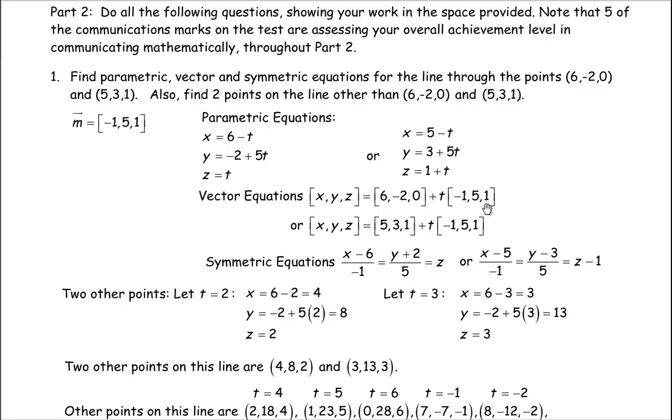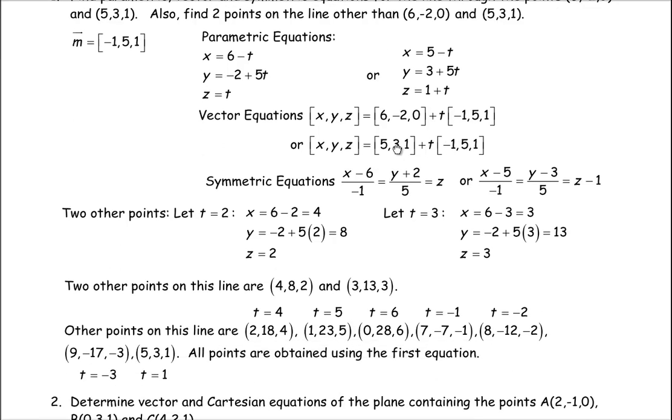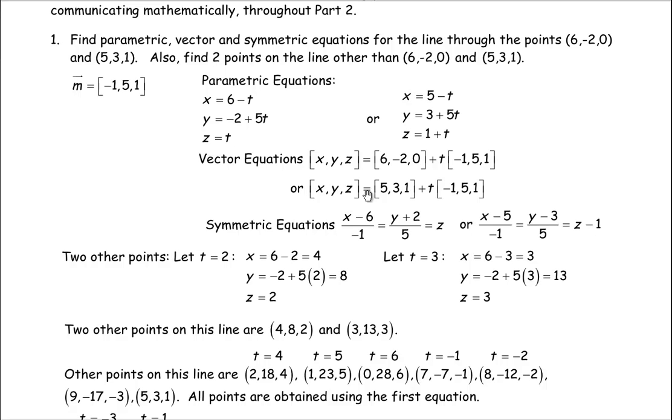To write the vector equations, here's my position vector of a point on the line, and in this one I've used (5, 3, 1) instead, plus t times the direction vector. So there's two possible vector equations. For symmetric, similar idea. For this one, it would be x minus 6 over -1 equals y minus -2, same as y plus 2, over 5. And z minus 0, which is just z, over 1, so we just write z. If we use this one to write the symmetric equations, we would go x minus 5 over -1 equals y minus 3 over 5 equals z minus 1 over 1, which is just z minus 1.